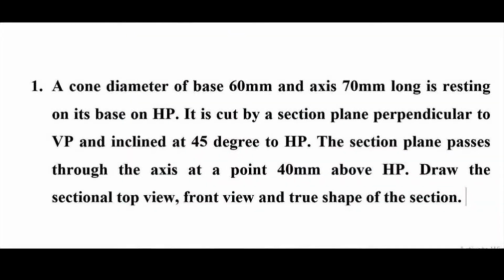Problem: we have a cone with a base diameter of 60 mm and an axis of 70 mm. It is cut by a sectional plane perpendicular to VP and 45 degrees to HP, while the sectional plane is passing through a point 40 mm above HP. Now considering these data, let us start to solve this particular problem by drawing it.